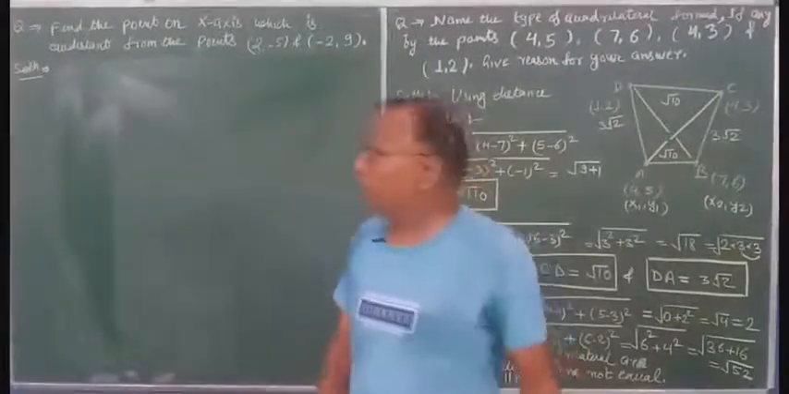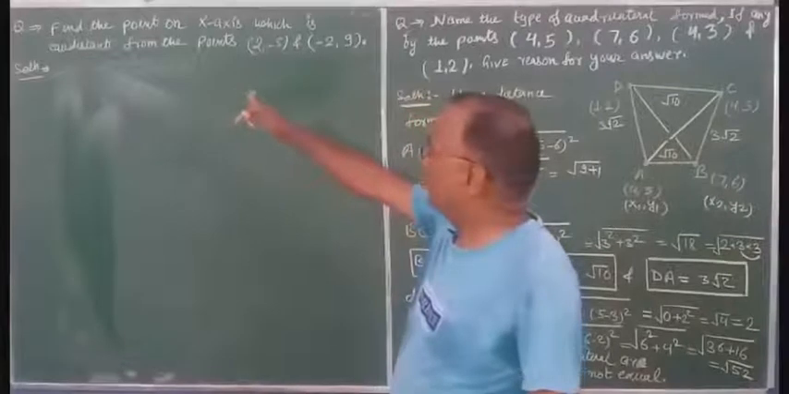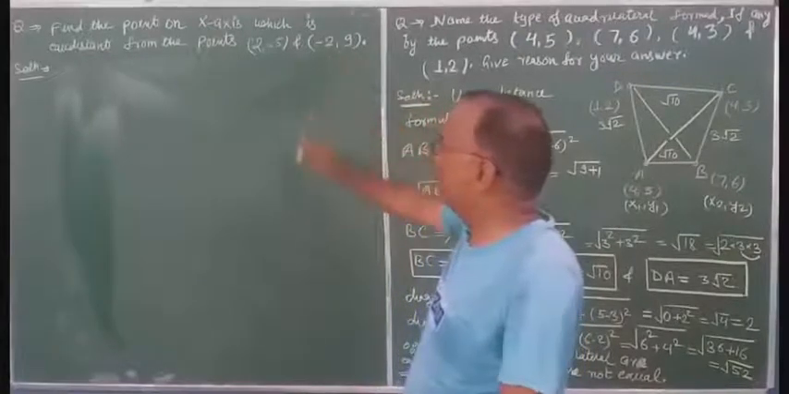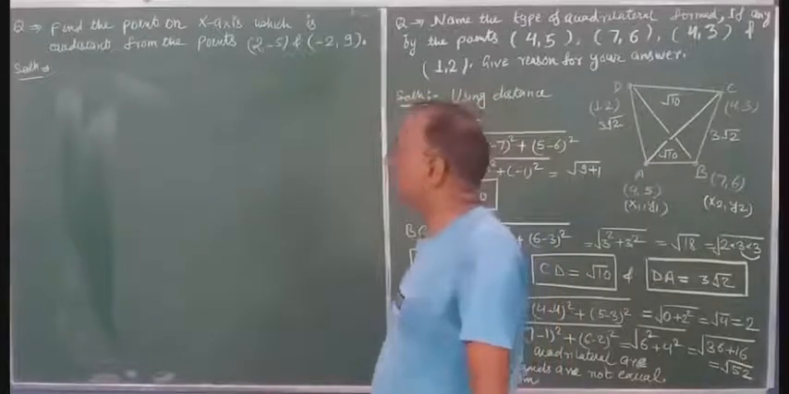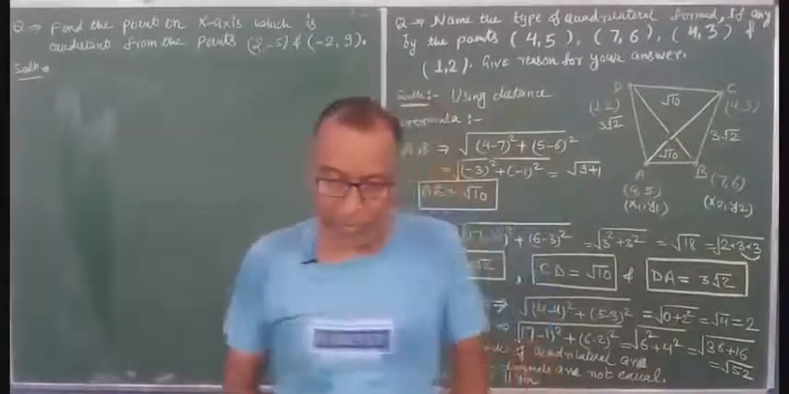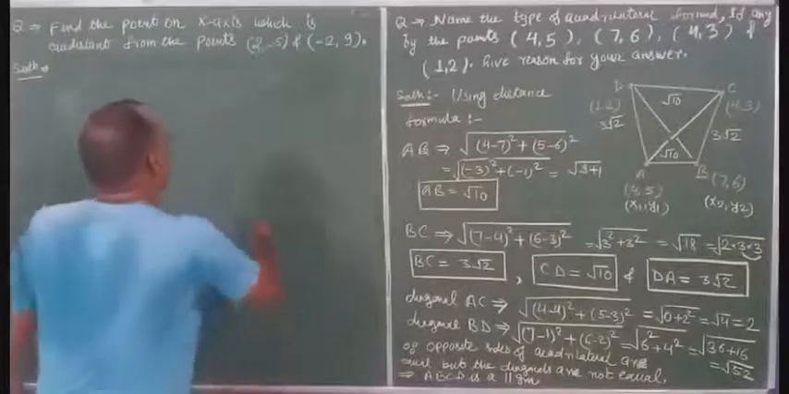Now just look at this question. Find the point on the x-axis which is equidistant from the points (2, minus 5) and (minus 2, 9). Suppose this is the point A.